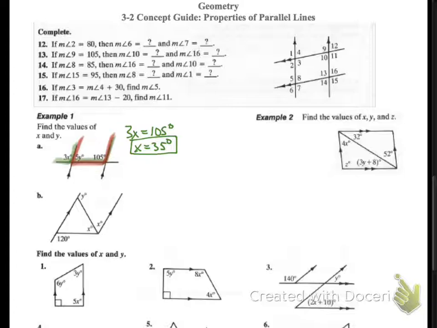What about the solve for y? How does 5y go with 105? Well, those are same side interior angles, so they're supplementary. y is equal to 15. Question B down here has got a little bit more traffic with it. Makes it a little bit more difficult.